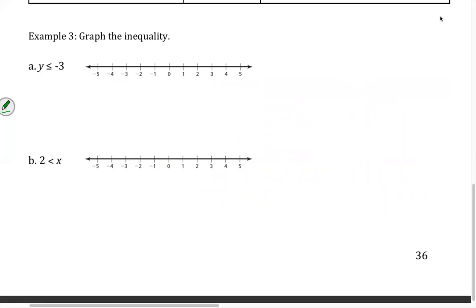Ready, Andrew? Open or closed circle? Closed. At -3, right?